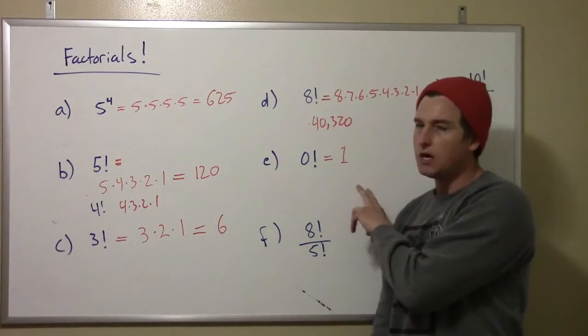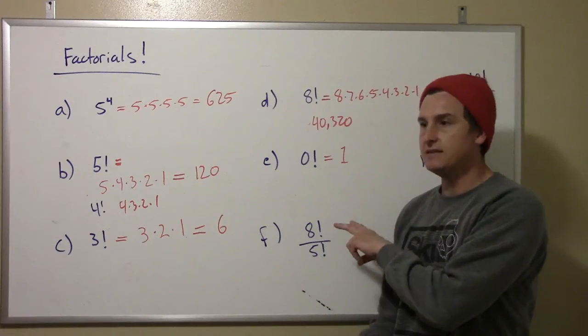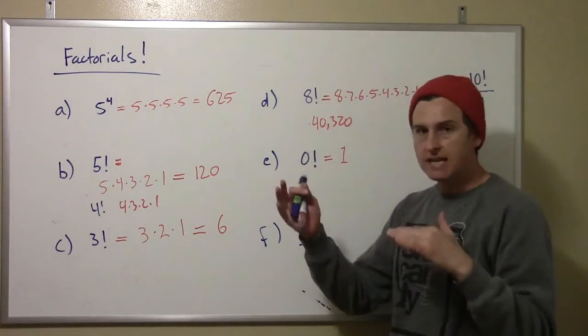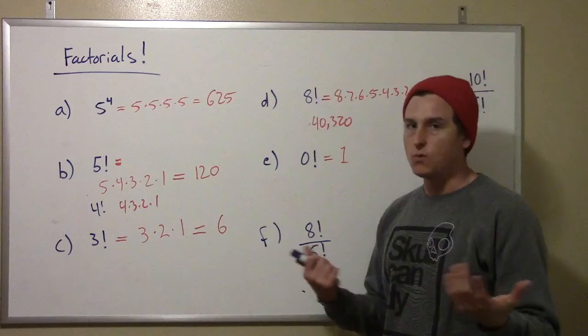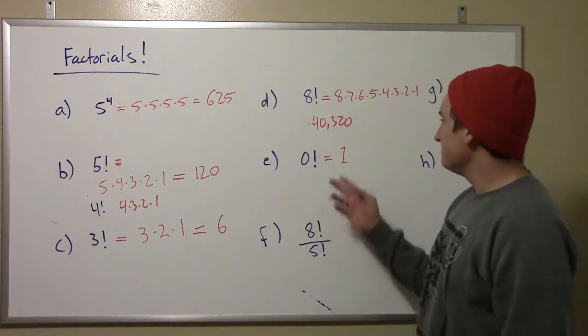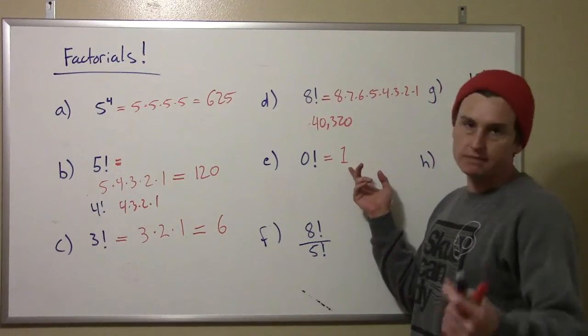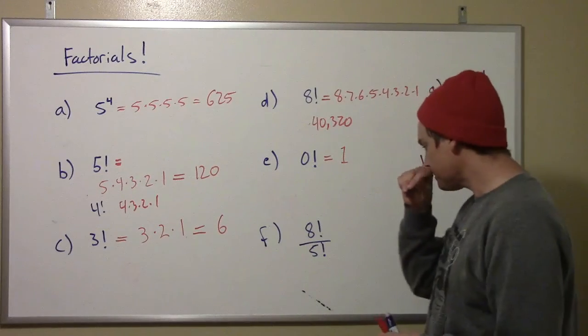So the reason why this is 1 and not 0, another way of thinking about it is, if you recall, the multiplicative identity is 1. So when everything cancels out, when you divide everything out, you end up with 1 and not 0. So 0 factorial is 1, and you just got to kind of remember that one.